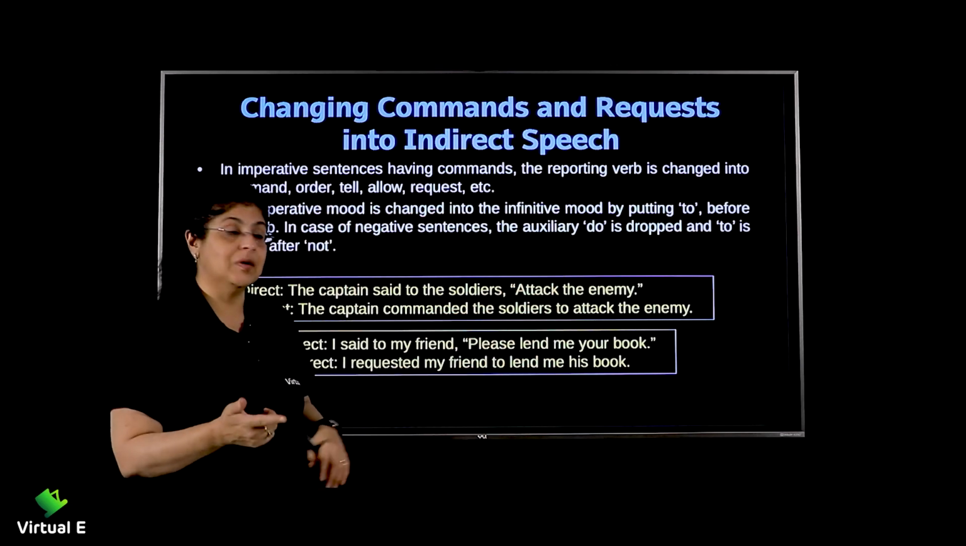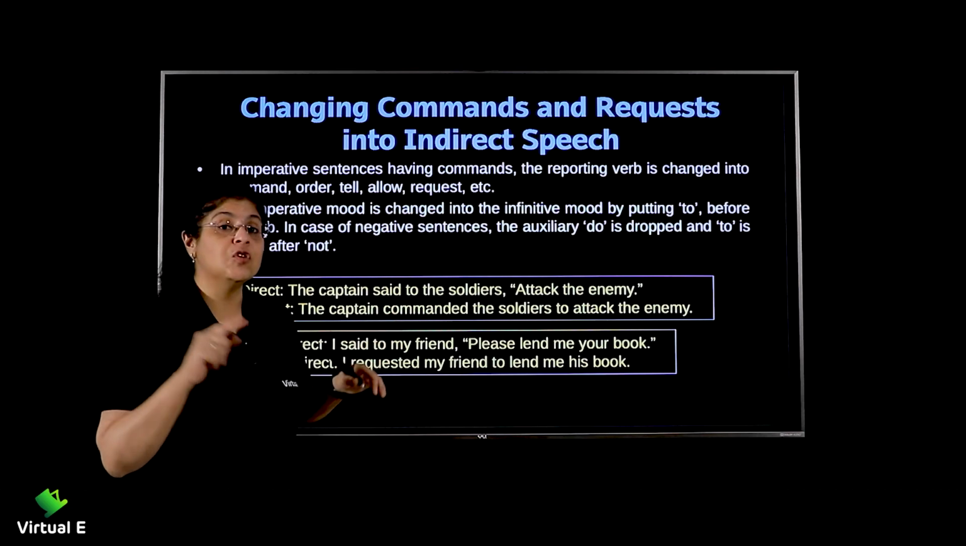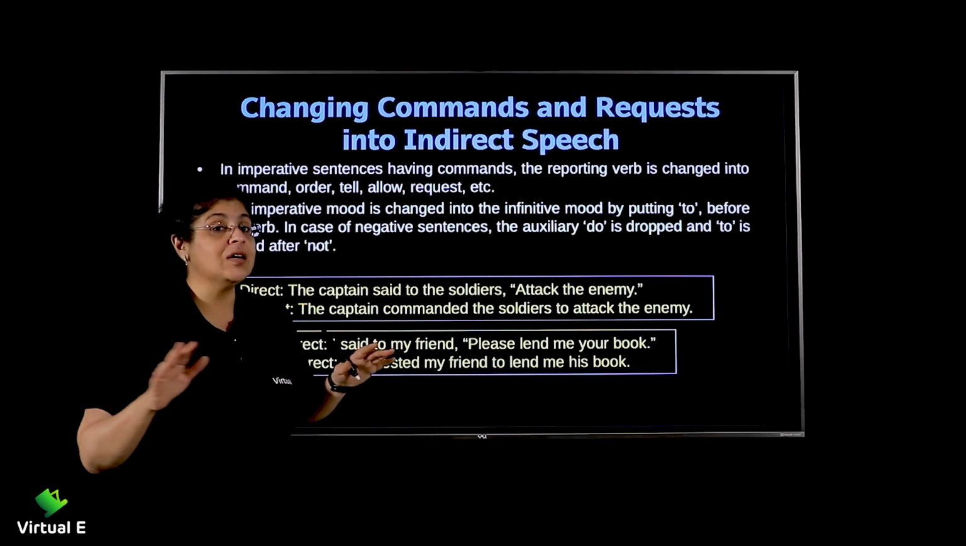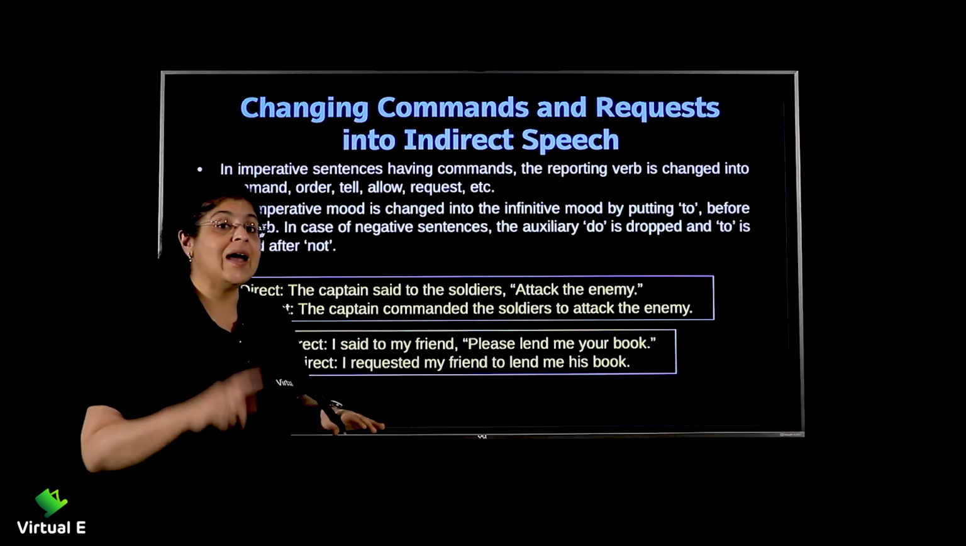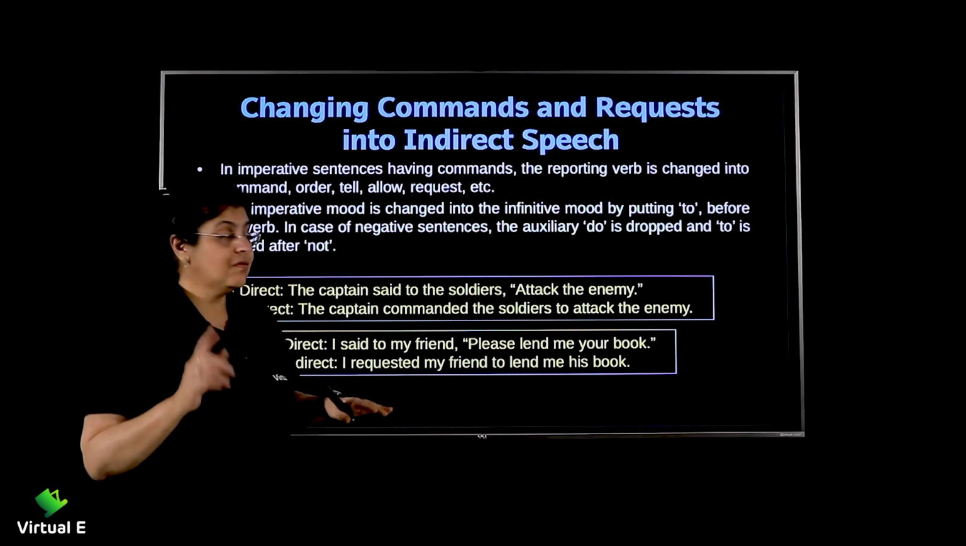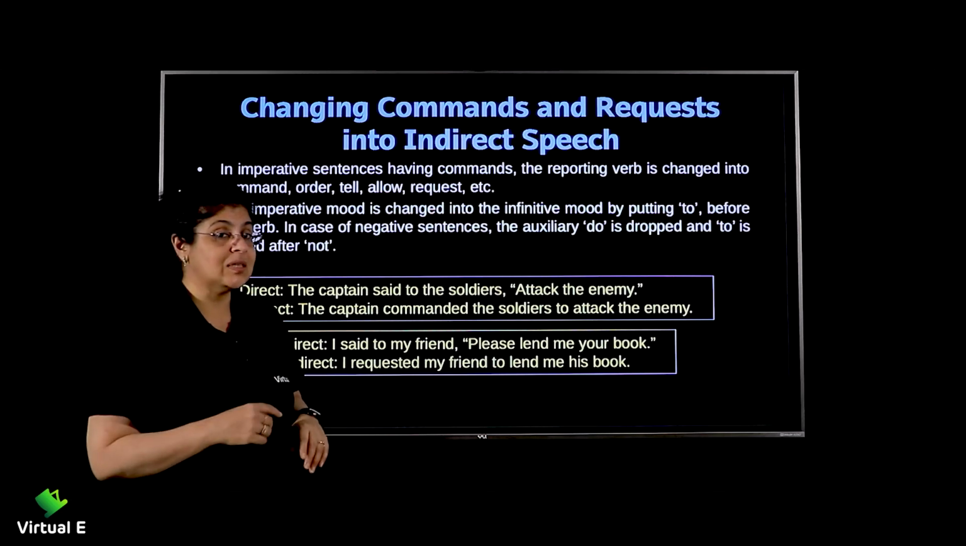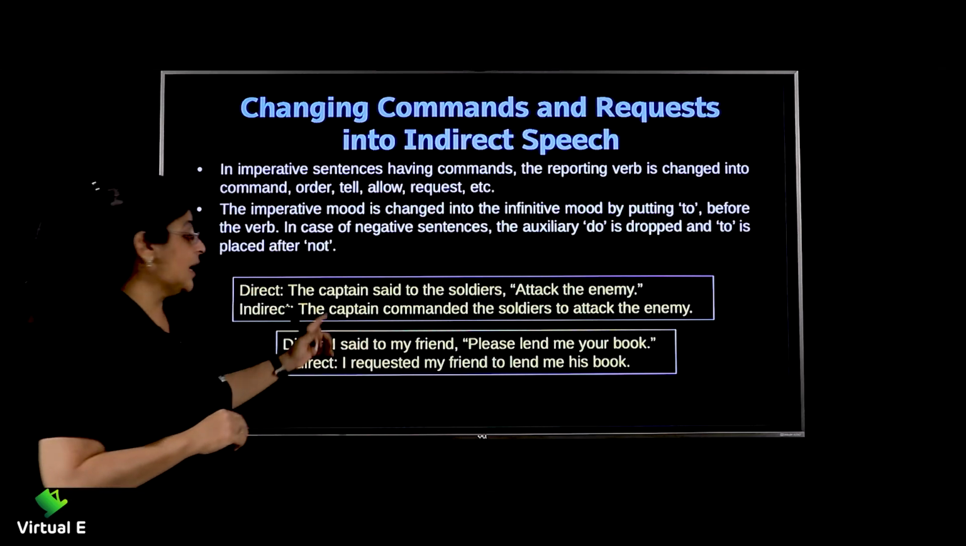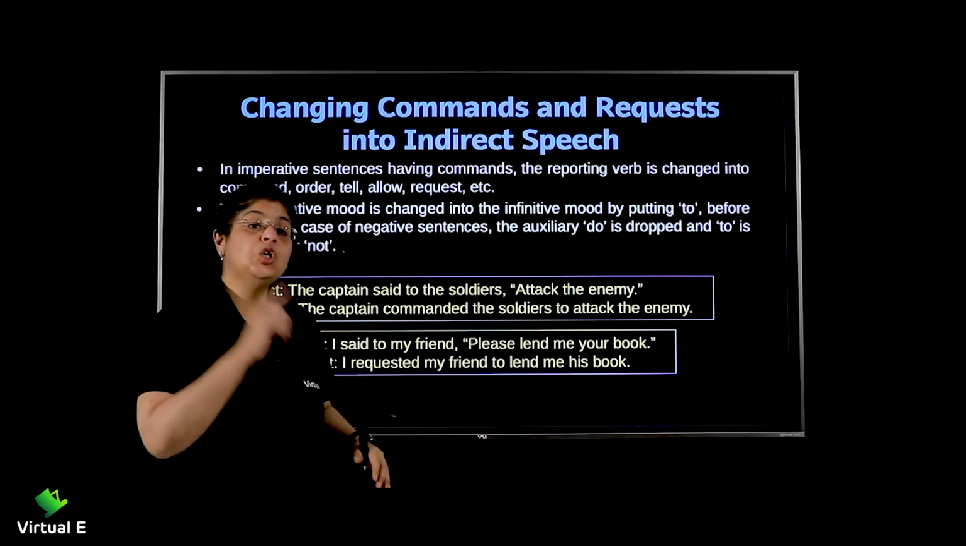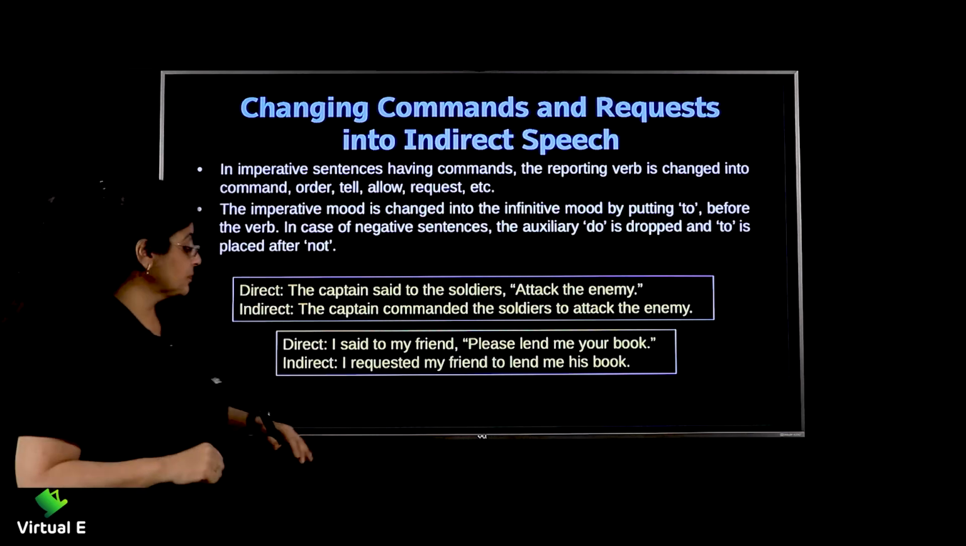To plus verb. Inverted commas gone, full stop. Here we are not adding a conjunction, we are adding to instead. Why? Because it is a verb. I mean directly a verb, there is no subject to it. So the captain commanded the soldiers to attack the enemy.